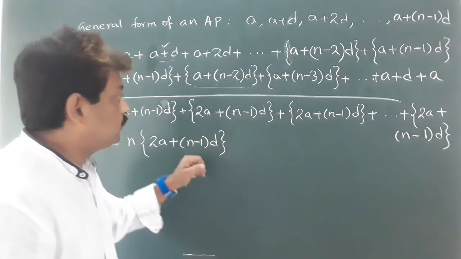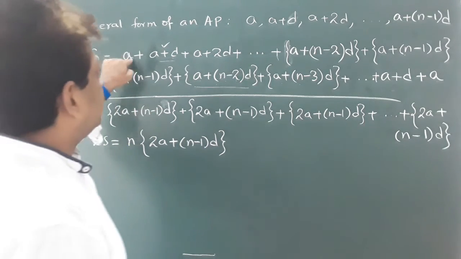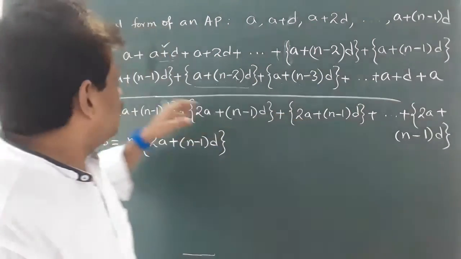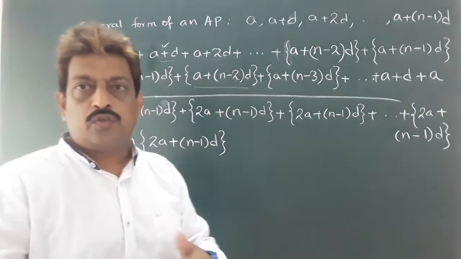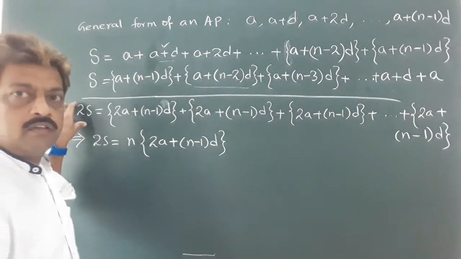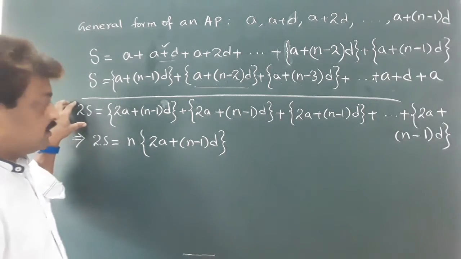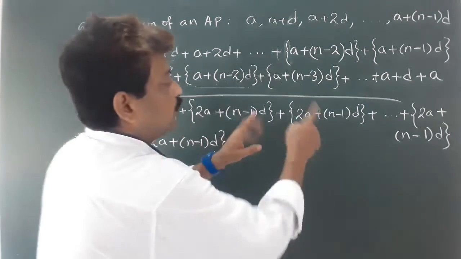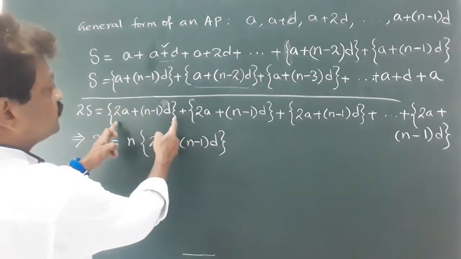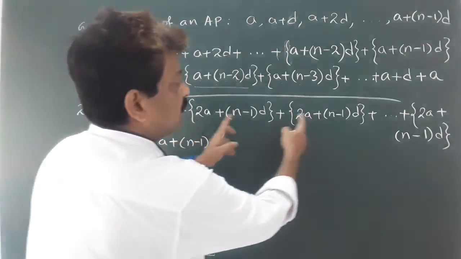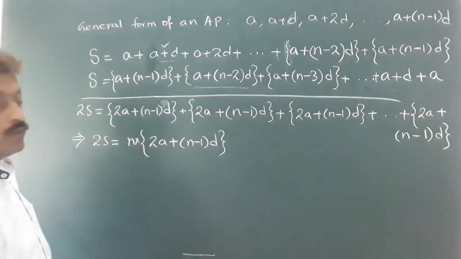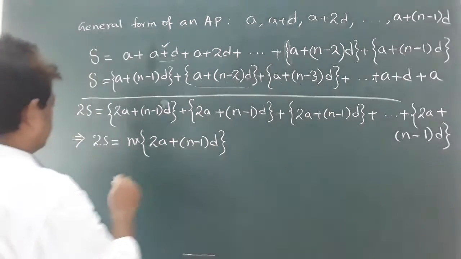Is it clear to you? Actually, I have taken n terms in the original order and then in the reverse order. So when they are added, the sum on the left hand side will become 2s, and all these terms will also be n terms. Okay? So n times (2a plus (n minus 1)d) is occurring n times. That is why it is n into 2a plus (n minus 1)d.